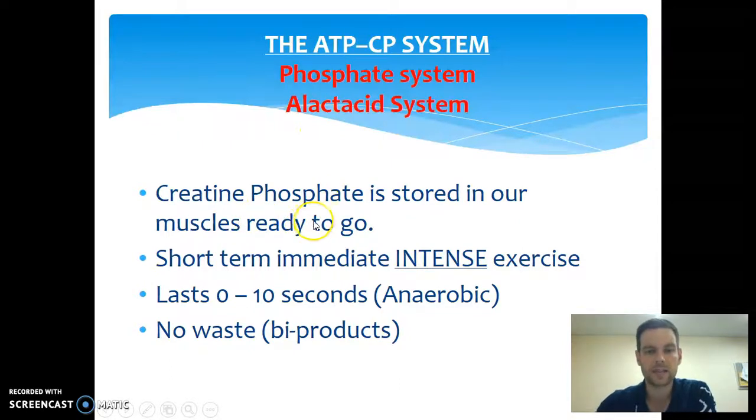So what's happening in this system? The creatine phosphate is stored in our muscles ready to go. Inside our cells, creatine phosphate is there ready to go. So we use this system for short-term, immediate, high-intensity exercise movements, usually things that only last between 0 and 10 seconds. Now the word anaerobic appears here. The word anaerobic means without oxygen. The good thing about this system is there are no waste products or byproducts in this system.